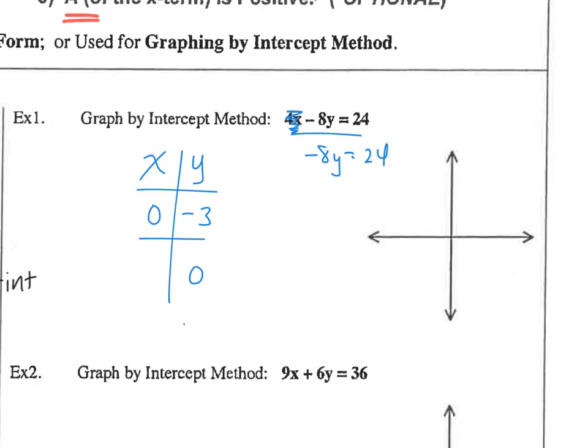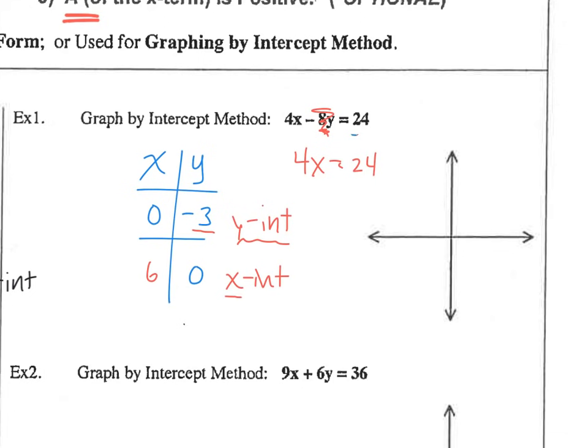Now I'm going to start all over again. This time I am going to plug in a 0 for y, and I'm going to have this all disappear, and I'm going to have 4x = 24. Divide by 4, and I'm going to get an x value of 6. So this is my x-intercept. This is my y-intercept. Whenever I am trying to find the y-intercept, I plug in 0 for x and solve for y. Whenever I want to find the x-intercept, I plug in 0 for y and solve for x.